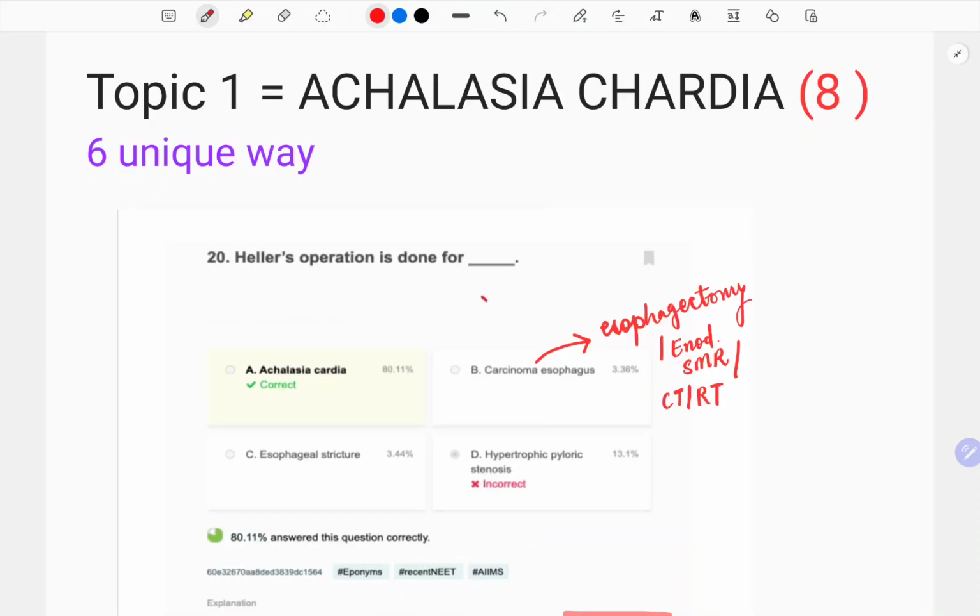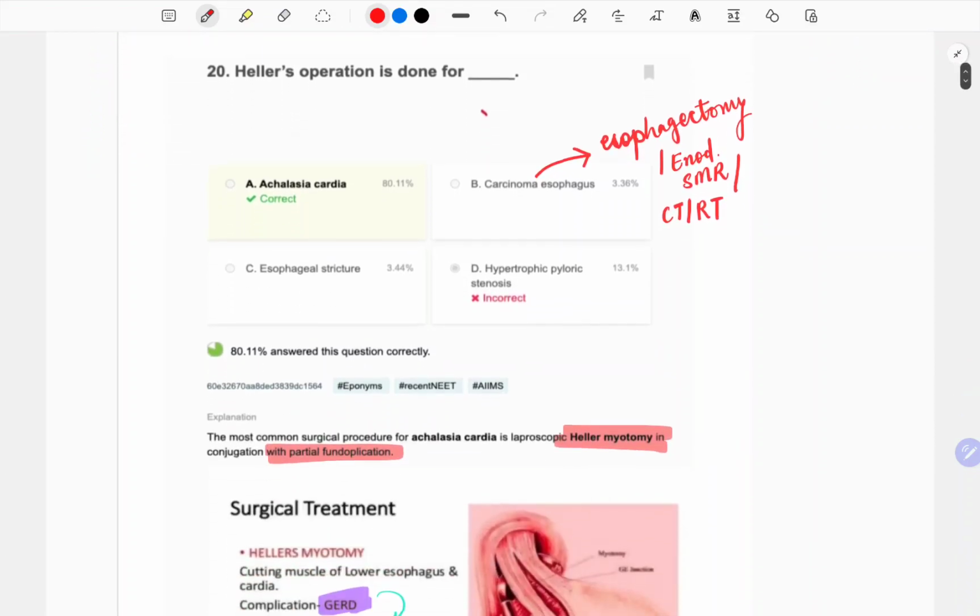So the first topic is achalasia cardia. 8 questions have been asked from this topic in 6 unique ways. So this makes it a very important topic of the esophagus section. The first question is, what is Heller's operation done for? See, Heller's operation is the treatment of choice for achalasia cardia.